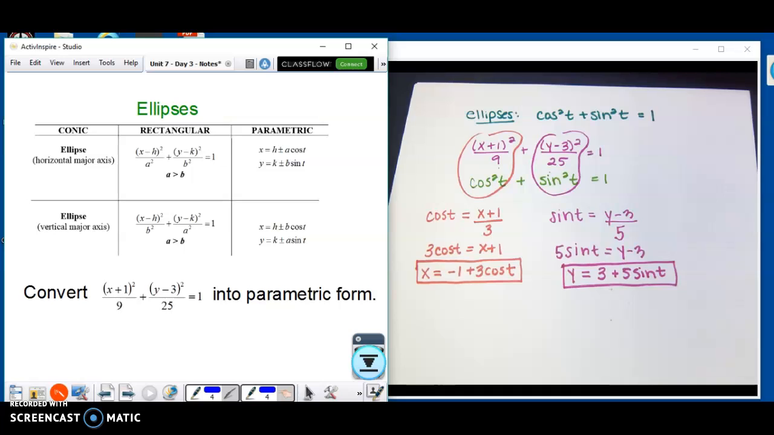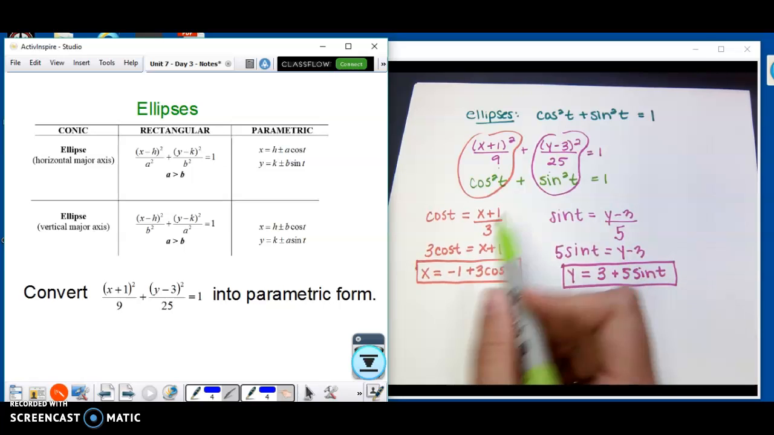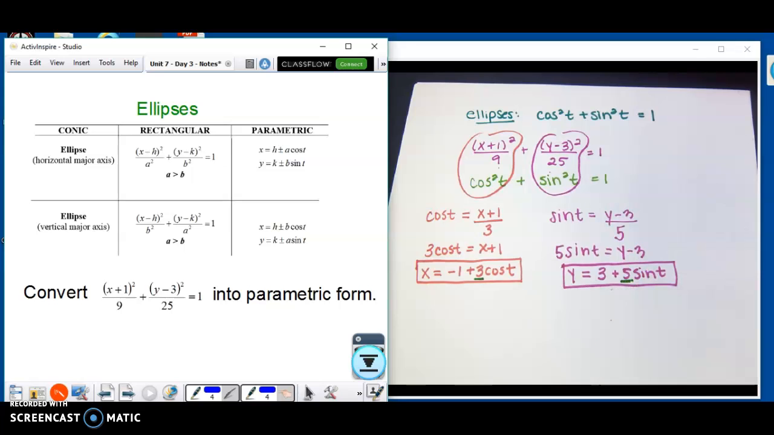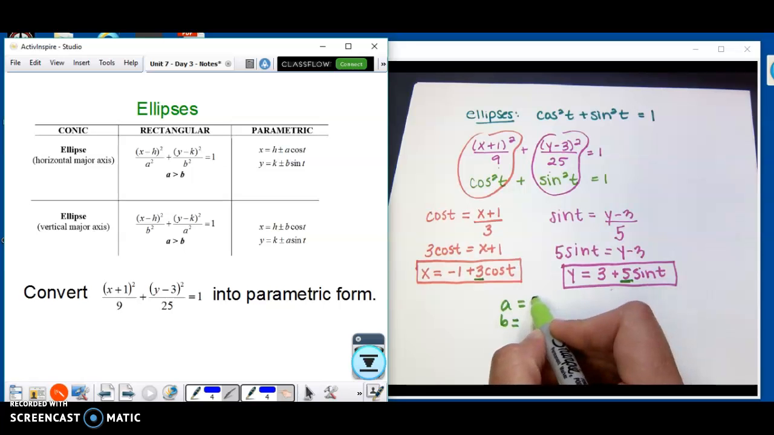A couple things I want to look at here. For your parametric, they should have cosine and sine. It has a 3 here and it has a 5 here. So that tells you that those are different numbers. And because those are different numbers, that is going to be an ellipse and not a circle. Also, these are your numbers for your A and for your B. So guys, your A has to be the bigger number. So your A has to be the 5 here.